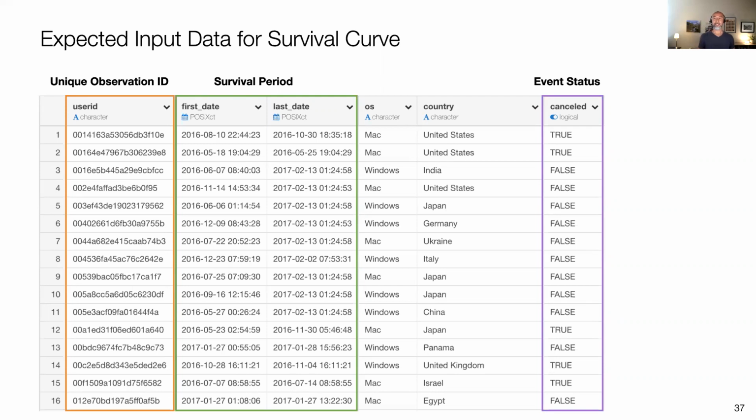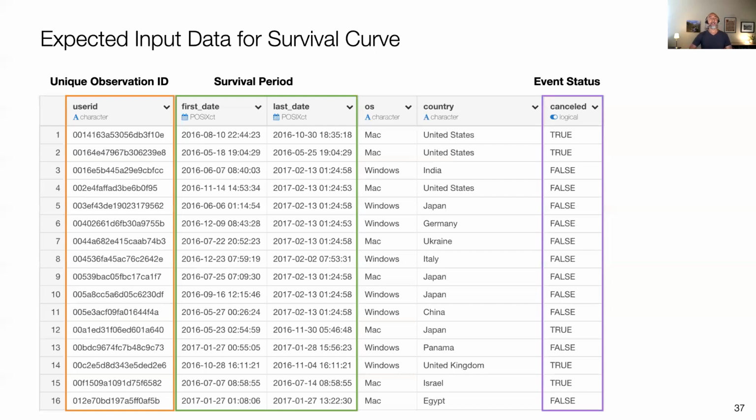And then the right-hand side says event status. In this case, for a SaaS or subscription business, typically this is the cancel column, and it has to be logical. If it's true, it indicates whether the customer churned or not. So we're going to use this sample data.